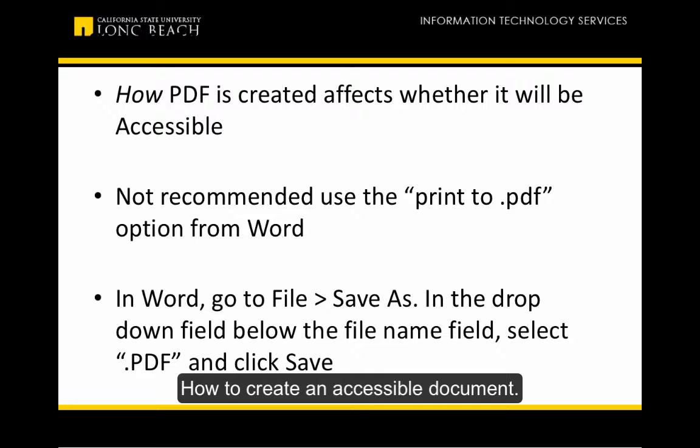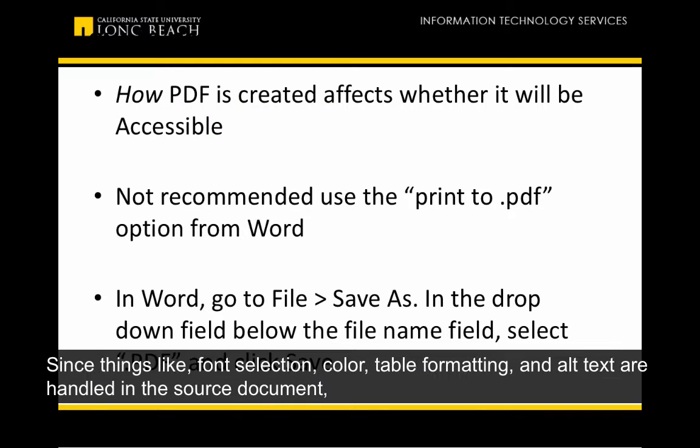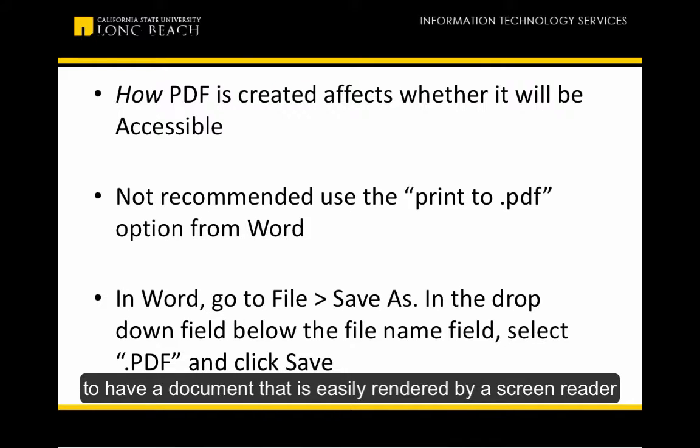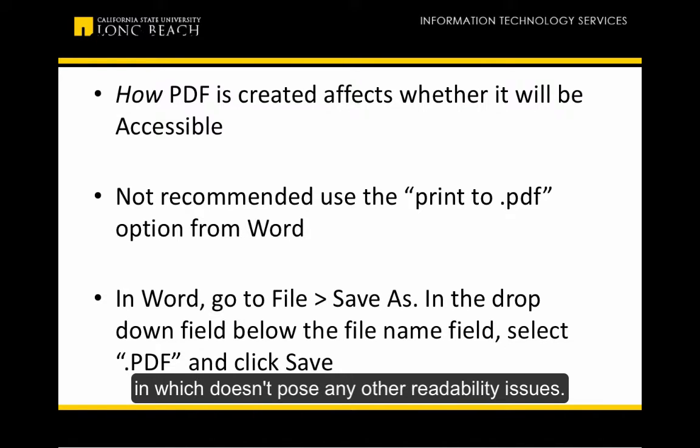How to create an accessible document. In an Adobe PDF document, since things like font selection, color, table formatting, and alt text are handled in the source document, there is a different set of things to look for. However, the desired result is the same: to have a document that is easily rendered by a screen reader and which doesn't pose any other readability issues.